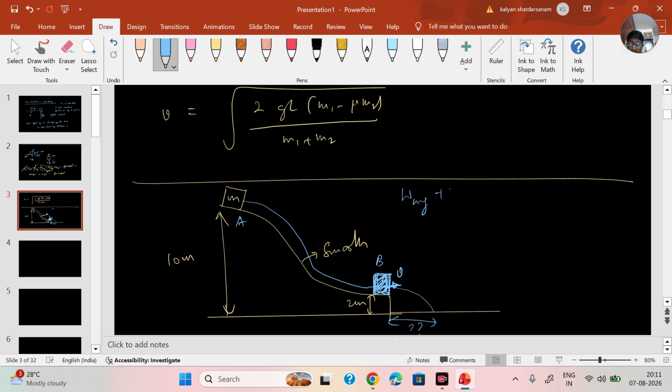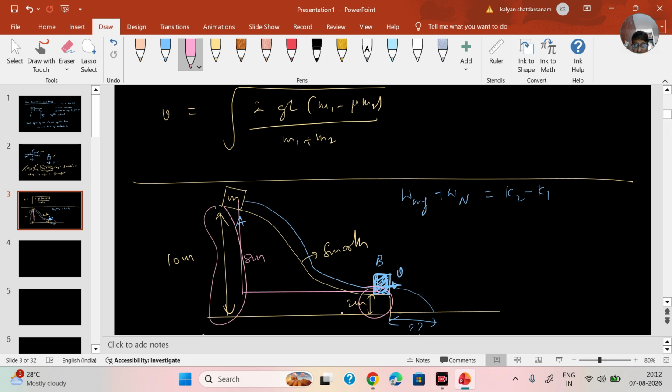Work done by mg plus work done by N. These are the only two forces. It will be the change in kinetic energy. Work done by mg, because mg is a conservative force, whether you go in this path, or this path, or this path, or best, whether you go in a straight downward path followed by rightward, work done by mg will be the same always. If you go in the straight path, you are coming down by 8 meters, because total length is 10 and this is 2. So work done in that process is mg into 8.